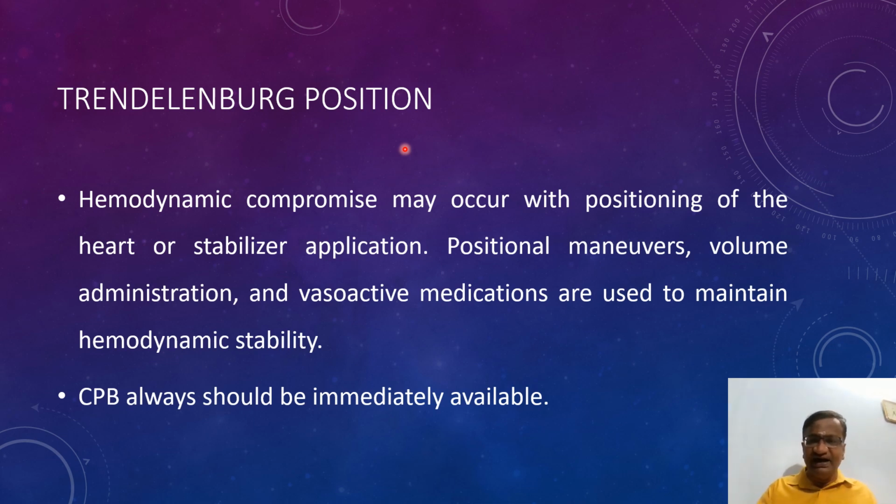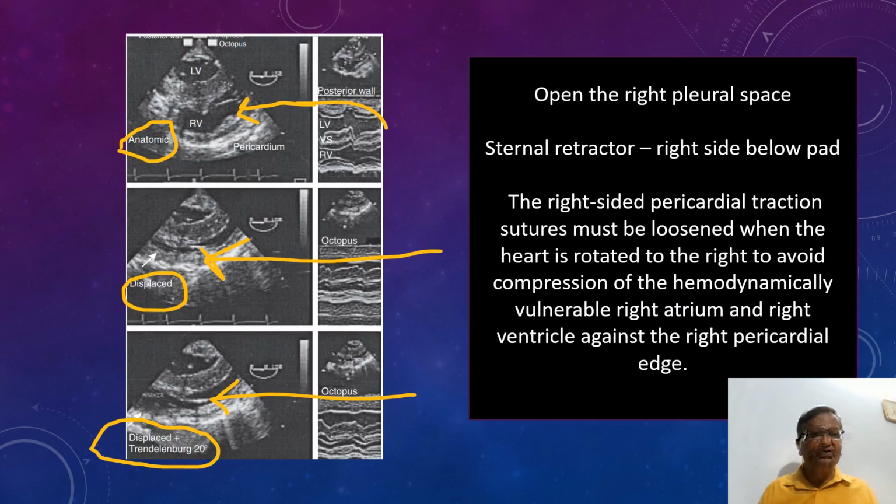You are ready with NORAD and dopamine, no? Push in NORAD for some time and then do a head round and then give some bolus of 300, 200. CPB should always be immediately available, but this is what we routinely do. Now you can see the anatomy of RV, LV, everything is normal. But if you put the octopus and rotate like this, everything is displaced, you cannot see anything. Now if you give a Trendelenburg position, you can see some flows.